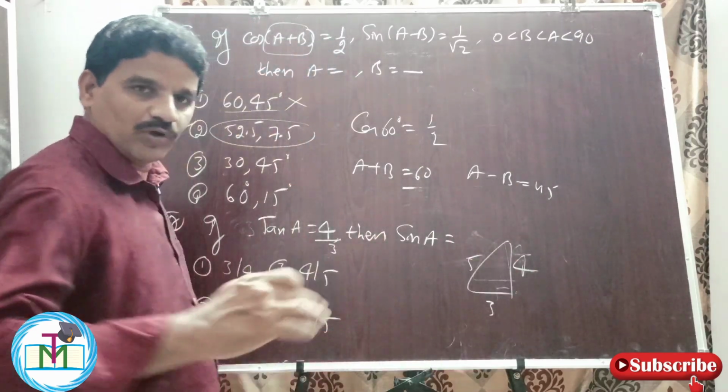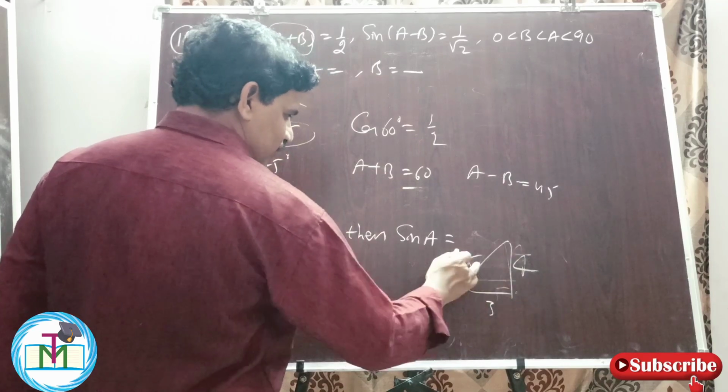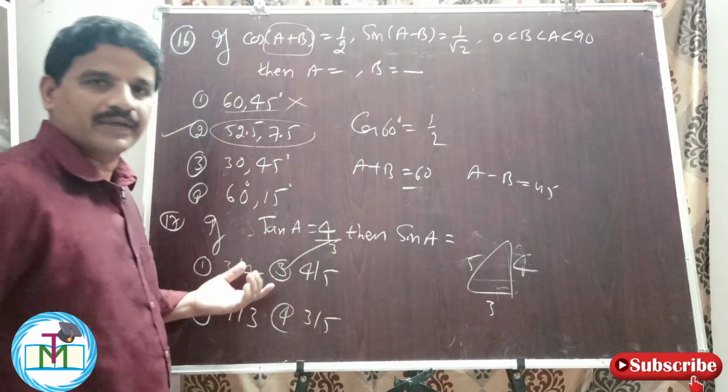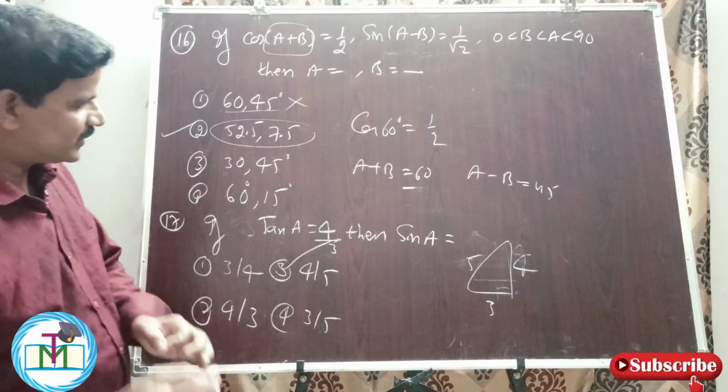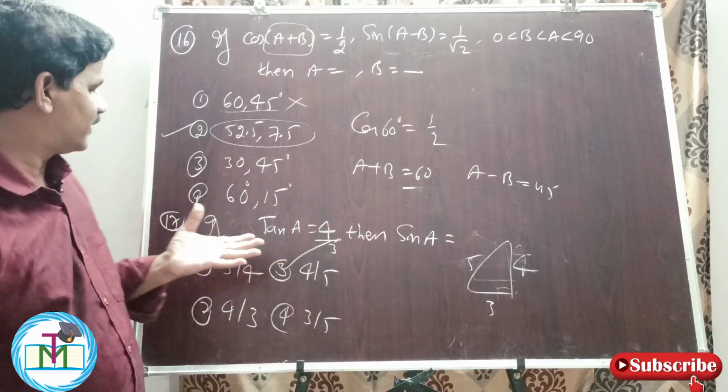So therefore sin is what? Opposite side by hypotenuse, means 4 by 5. Option 3 is the right answer. So here in POLYCET they are giving simple problems. We have to use simple formulas to get the solution immediately.